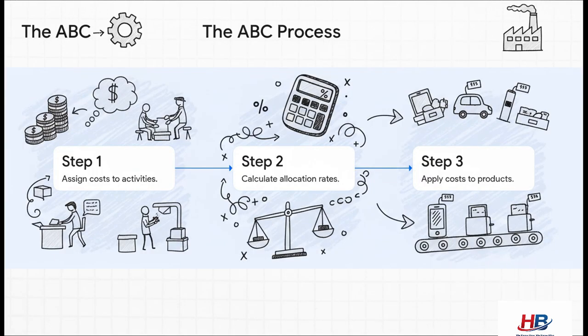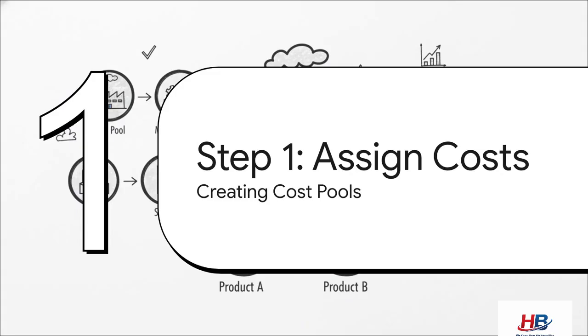The whole process really boils down to three logical steps. First, we figure out what the main activities are and lump their costs together. Second, we calculate a cost, like a price tag, for each of those activities. And then finally, we just apply those costs to the products based on how much of each activity they actually use. Simple, right?